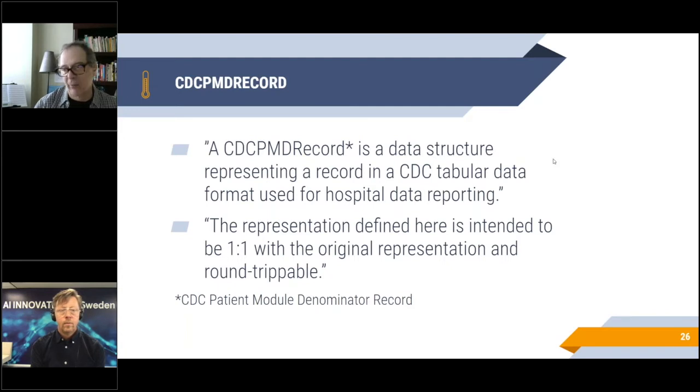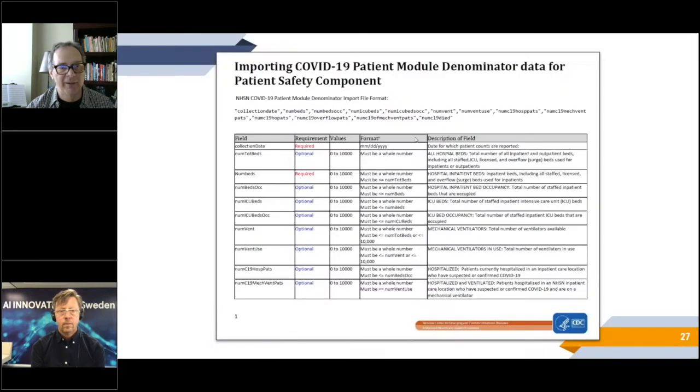So basically, what schema.org has done here is represent that format in a schema.org fashion, as written in schema.org, intended to be one-to-one with the original representation and round-trippable. So both in the interest of expediency and in terms of retaining that one-to-one relationship, schema.org did not do anything fancy here, but tried as much as possible to replicate the CDC record in schema.org format.